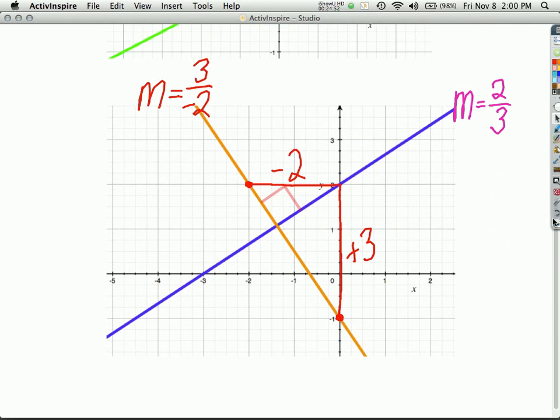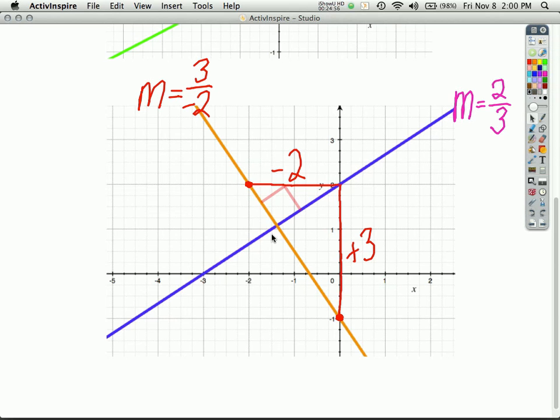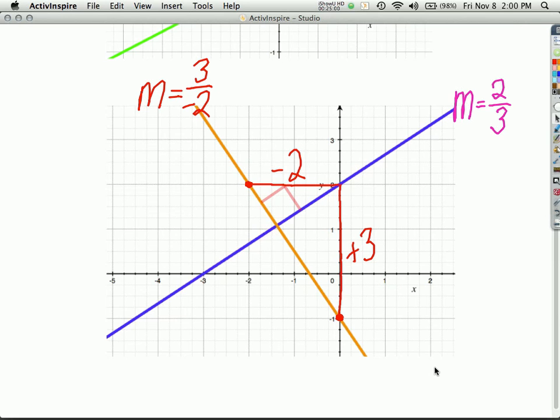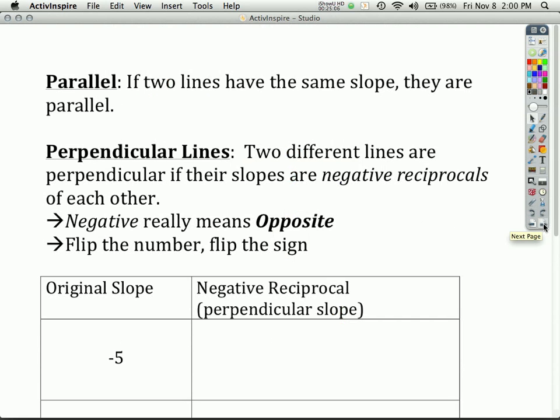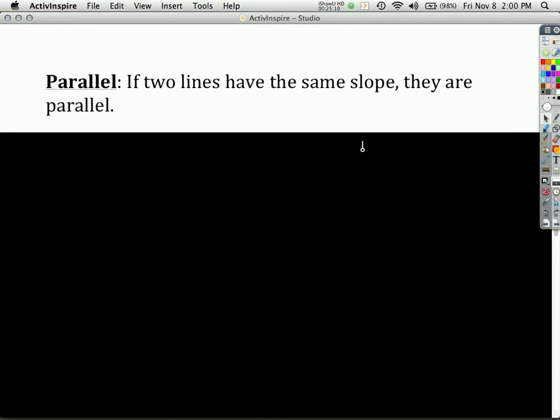And this will be true no matter which perpendicular lines you have, whether they're here or all the way over here or down here. If they're perpendicular, their slopes will have this relationship. So let's put this into words. First of all, parallel you already know, so you don't need to copy that down. You know that if you have 2 parallel lines, the slopes are the same. Also, if the slopes are the same, then that means the lines are parallel.